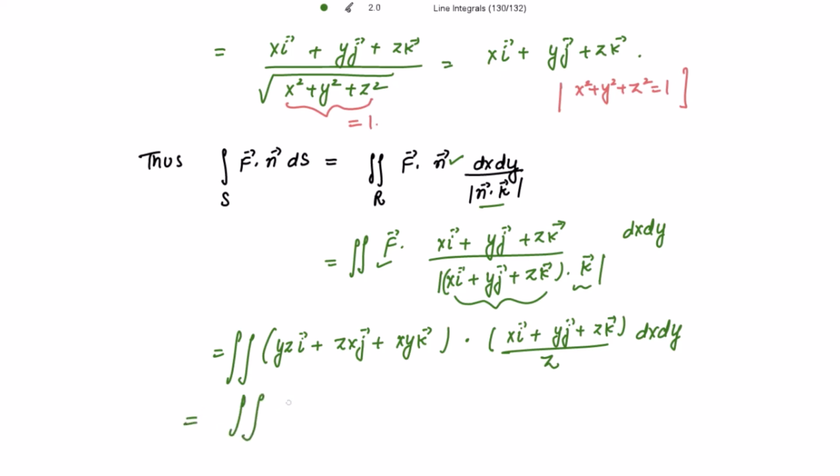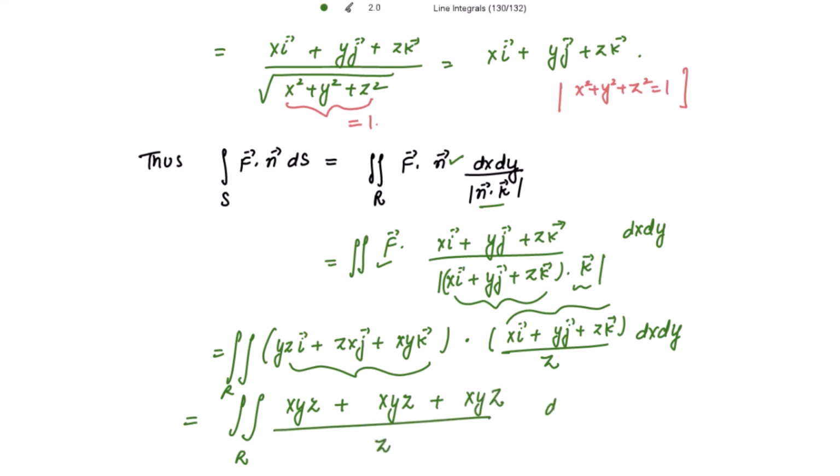double integration on R, dot product of this vector and this. So that is xyz plus xyz plus xyz divided by z dx dy. So this is 3xyz, right? And this z will go and we get 3xy, right? Let's put the limits of x and y now.